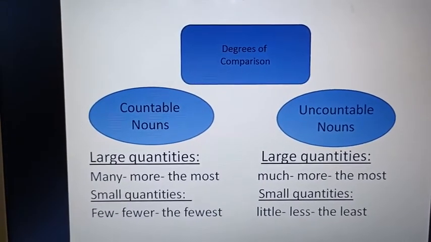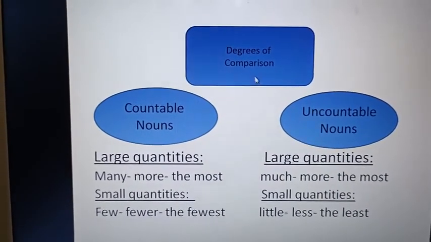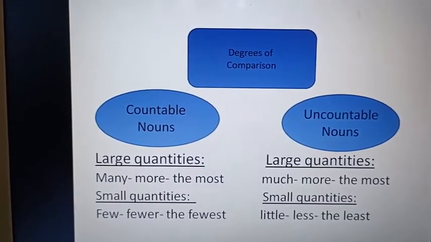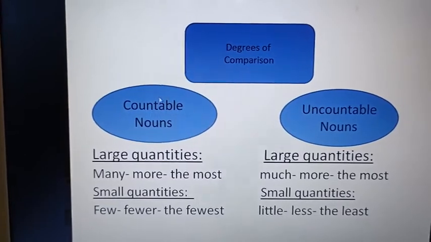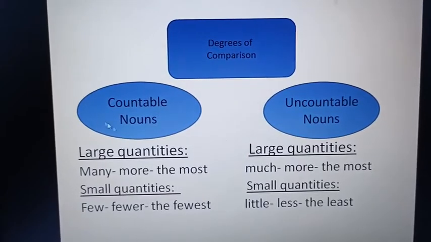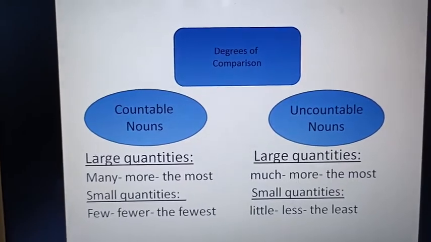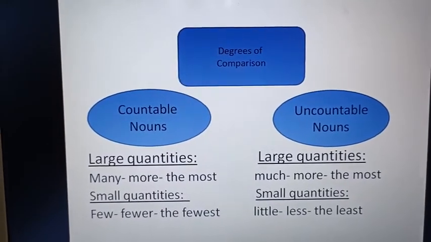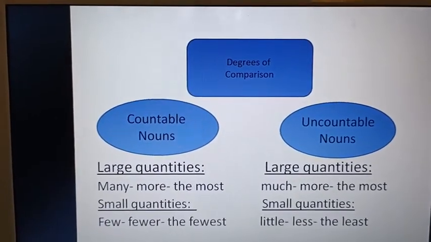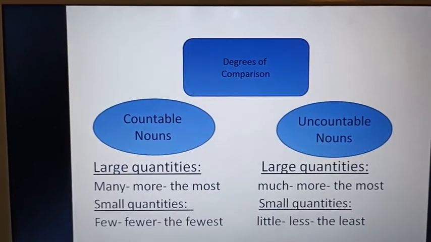So can you guess what the lesson is about? Great job. From the word comparison, I mean that I'm comparing between or among nouns. Do you remember the two kinds of nouns we have? Yes, there are countable nouns and uncountable nouns. Countable nouns are nouns I can count, like tables, chairs, or people. For the uncountable nouns, I deal with them as a singular noun, like water, rice, and meat.